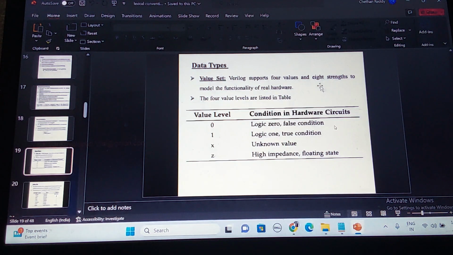0 in a hardware circuit is nothing but logic 0 or a false condition. 1 is nothing but logic 1 or true condition. X is nothing but an unknown value and Z is nothing but a high impedance, or we call it a floating state, open state. You understand? So these are the data set values supported in Verilog: 0, 1, X and Z.